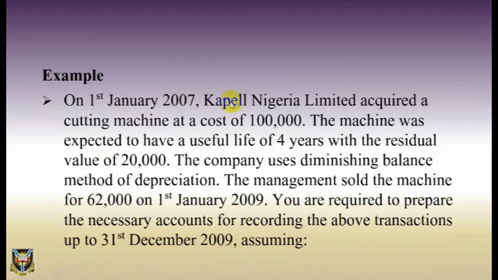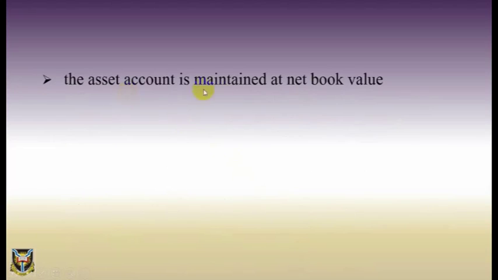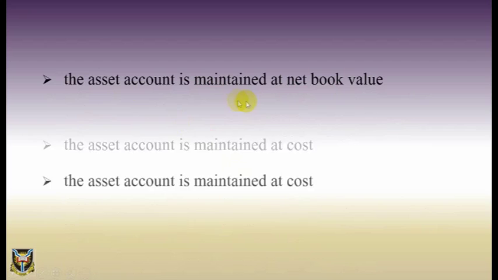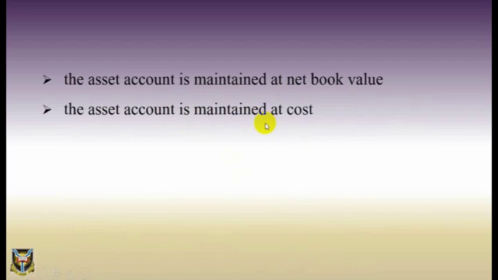Example: on 1st January 2007, Capel Nigeria Limited acquired a cutting machine at a cost of 100,000. The machine was expected to have a useful life of 4 years with a residual value of 20,000. The company uses the diminishing balance method of depreciation. The management sold the machine for 62,000 on 1st January 2009. You are required to prepare the necessary accounts for recording the above transactions up to 31st December 2009, assuming 1. The asset account is maintained at net book value. 2. The asset account is maintained at cost.